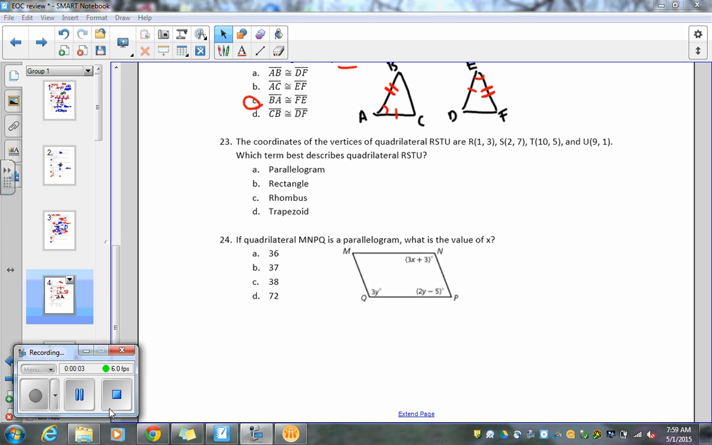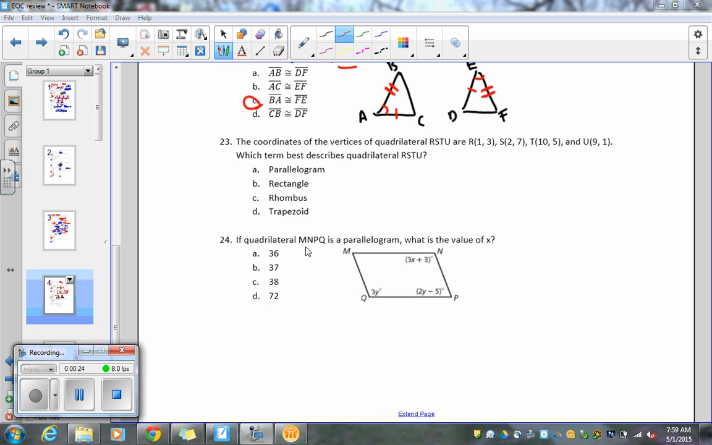All right, well, we're going to be talking about question number 23. The coordinates of the vertices of quadrilateral RSTV are this. Basically, in long story short, my recommendation is for you to graph it and figure it out. So, question number 23. Remember, you're getting hints in this video. You're not getting everything filled out.